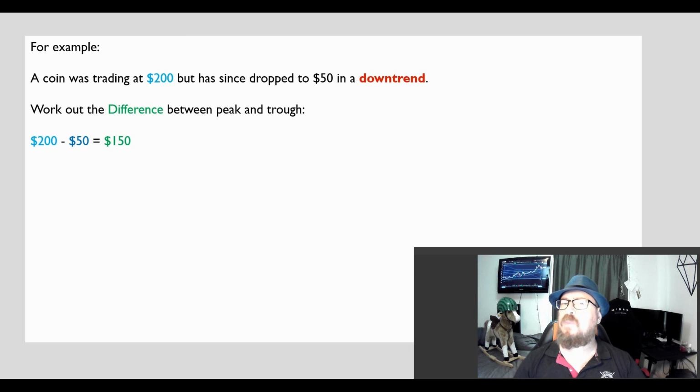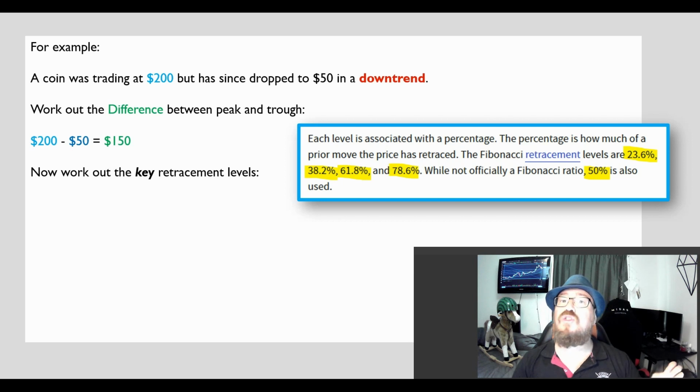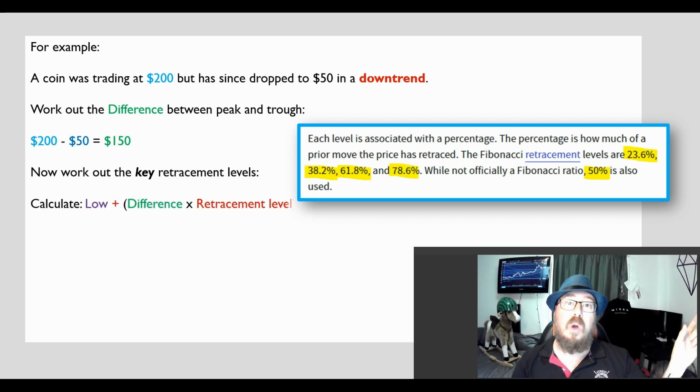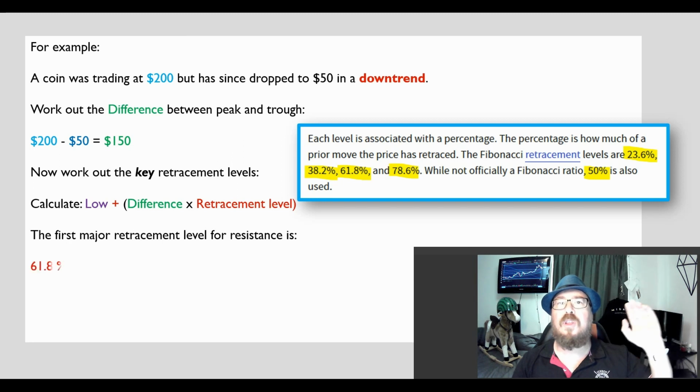Now, do you remember all the retracement levels? Because those are the ones we're going to need. Here they are again, just in case you've forgotten. So we're going to use the first major retracement level, which is the 61.8%. Now this is going to be the last resistance level that the coin is going to experience before it gets back to that 200 peak. So that equation that you're going to need, you take the low, you add on the difference multiplied by that Fibonacci retracement level. And as pointed out, that first major level just before the $200 mark is going to be the 61.8% retracement level, and then the coin will be at its highest resistance just before heading towards its peak.